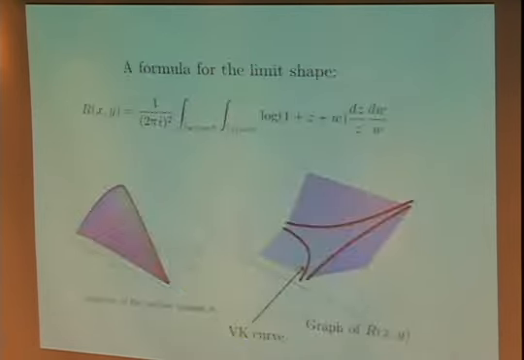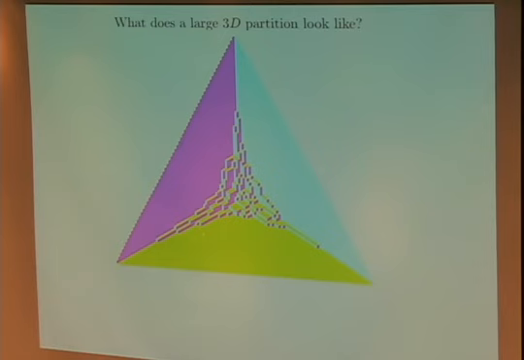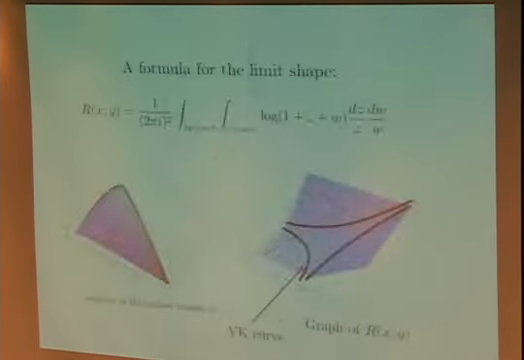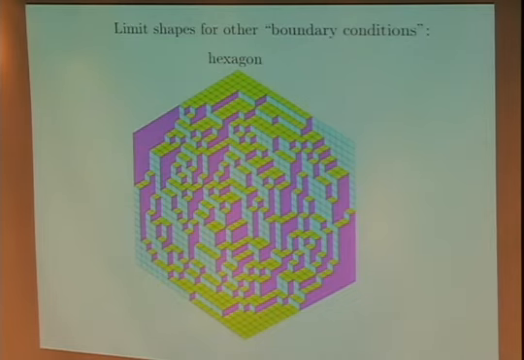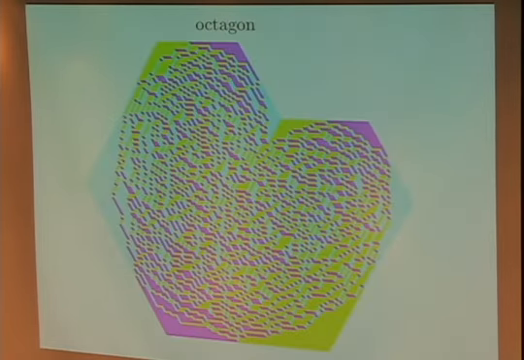Just like in the case of the 3D partition, the color scheme is the same as here. Here, for the 3D partition, there were some facets where the solution was linear. We see some remnants of those facets here. Here's a slightly larger simulation with a different wireframe, an octagonal wireframe, and you can see that these facets are persisting in the limit when the scaling of the lattice goes to zero.